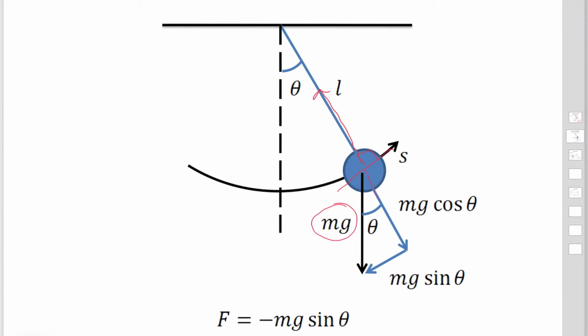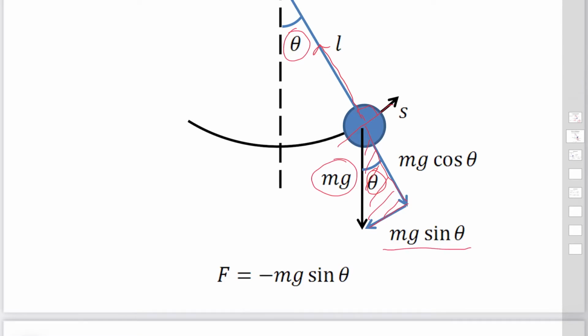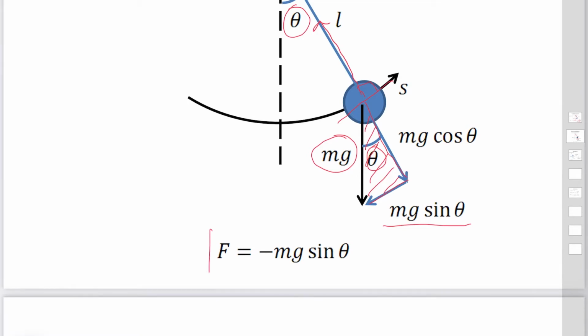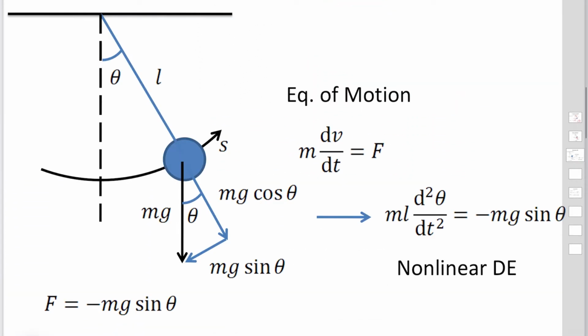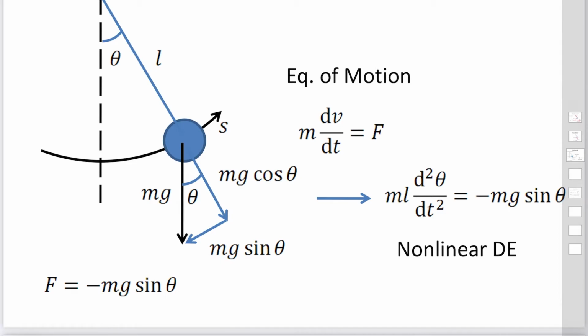If you draw these triangles, you can easily find that this theta is exactly equal to this theta. Then the component of gravity along the motion of the object is mg sine theta. So the force acting on the object is F equals minus mg sine theta. We'd like to write the equation of motion. The equation of motion is expressed as ma equals F. So this is m, and this is the acceleration.